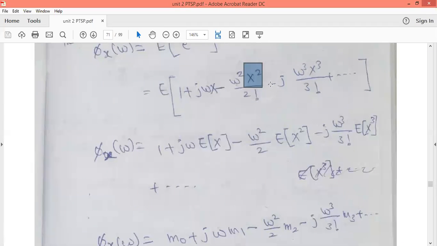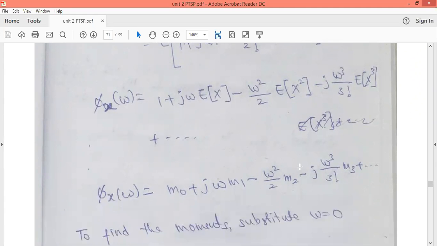Similarly here also, minus j omega cube by 3 factorial is a constant. We are writing it outside. Expected value will be applied to only x cube. Okay, so on. Now we know what the zeroth moment is. The zeroth moment is having value 1, no? So m naught is having value 1.